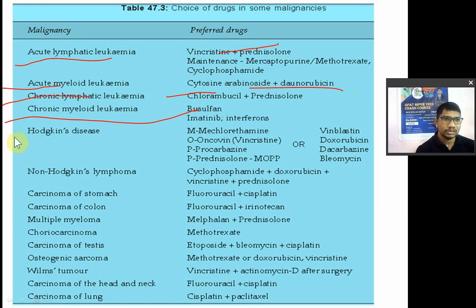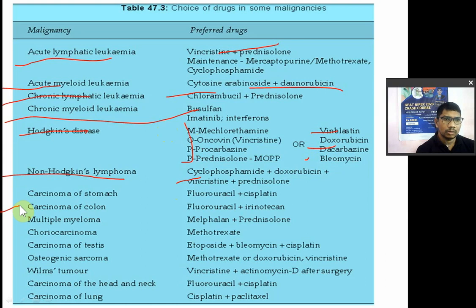Hodgkin's disease में आपका MOPP मतलब mechlorethamine, oncovin मतलब vincristine, procarbazine and prednisolone, और ABVD: doxorubicin, vinblastine, dacarbazine, bleomycin. Non-Hodgkin's lymphoma में cyclophosphamide, doxorubicin, vincristine, prednisolone.